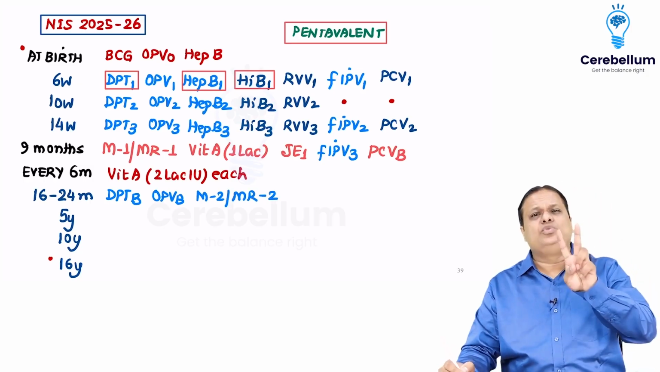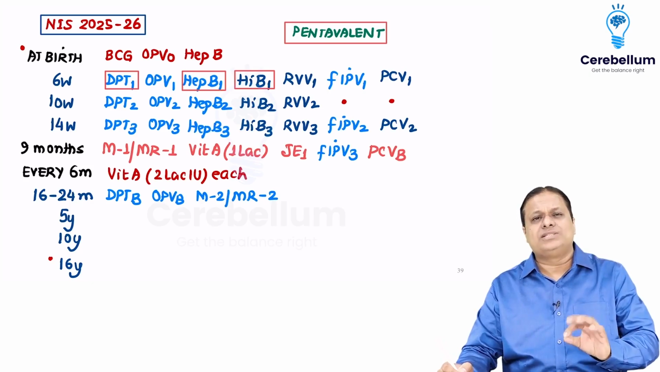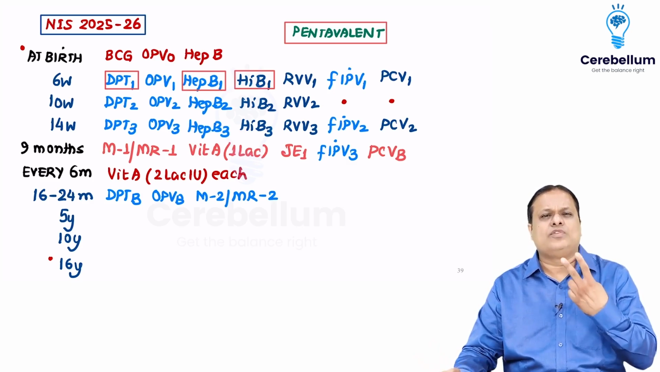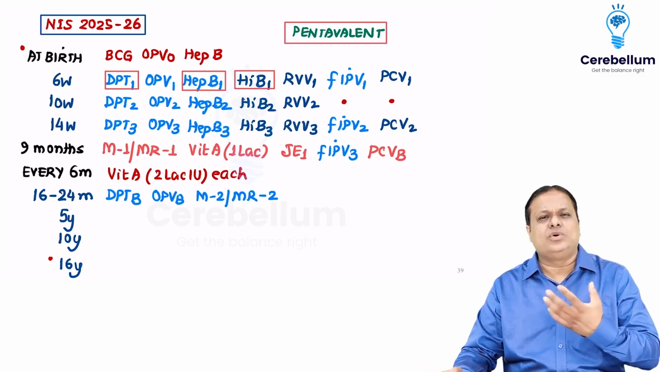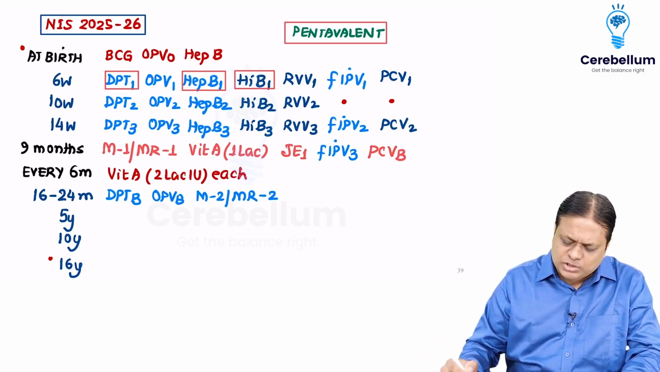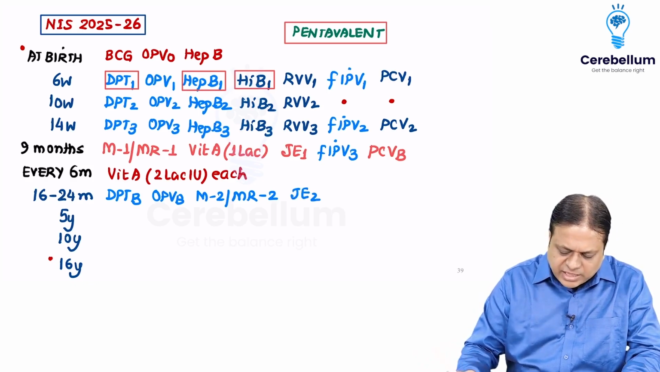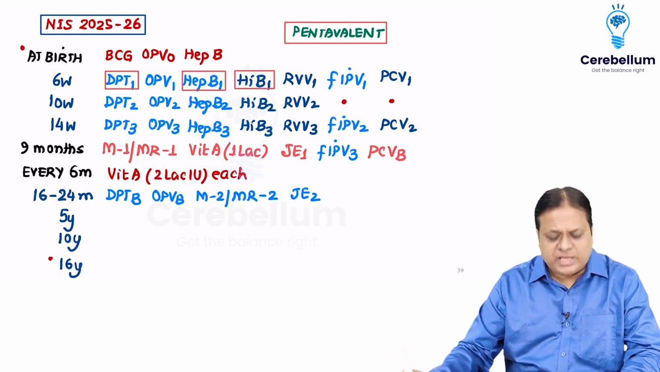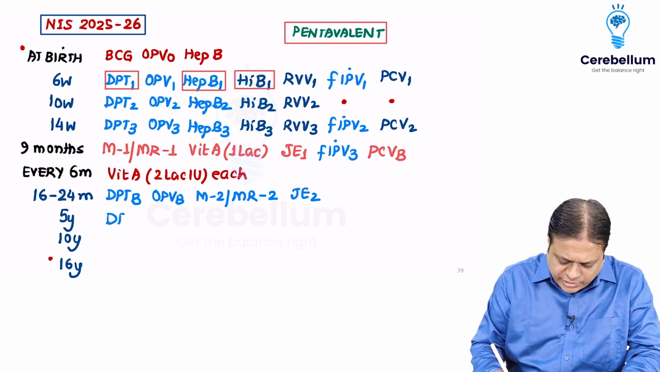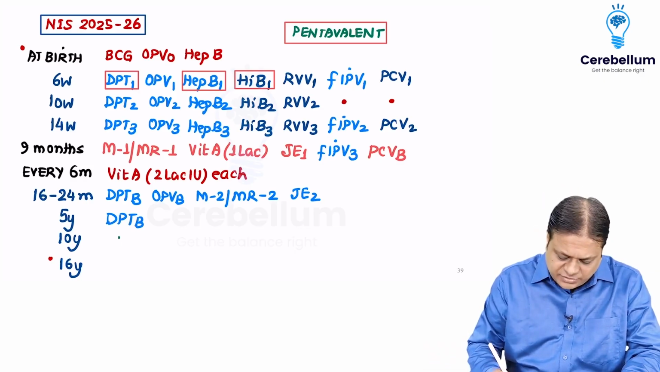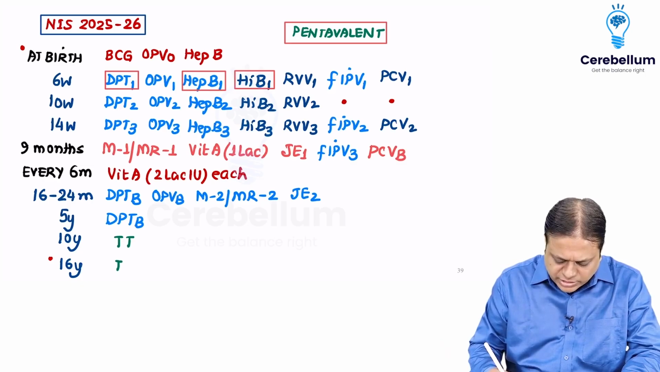Please remember, these 2 doses of measles or MR is known as AMR strategy, accelerated measles mortality reduction strategy, inclusion of 2 measles vaccine doses in routine immunization. Then we also give Japanese encephalitis vaccine live second dose. At 5 years, we again call the child for DPT booster. Then at 10 and 16 years, we give tetanus toxoid to the child.